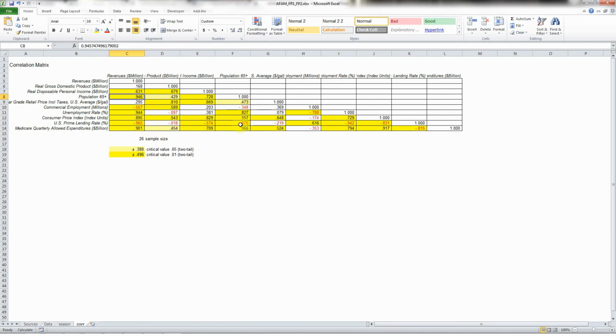So the yellow here simply tells us whether it's significant or not significant. And there's two levels of yellow. We have the 0.05, which is kind of light yellow, and the dark yellow at 0.01.